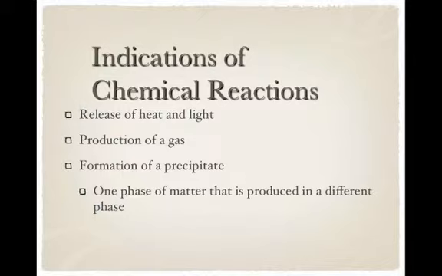And then formation of a precipitate. The actual definition of a precipitate is one phase of matter produced in a different phase. So if we think of rain, precipitation, that is a liquid that has been formed in the gas of the air, or snow is a solid that's been formed in the gas. In our case, we will usually be mixing 2 liquids and forming a precipitate, and the precipitate that we form is a solid.